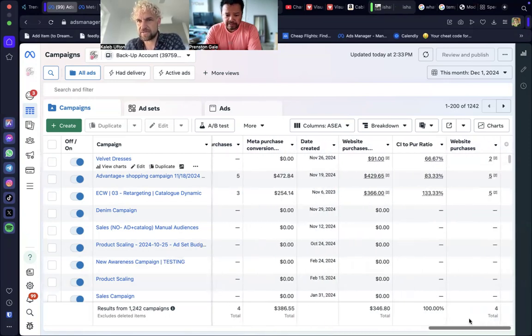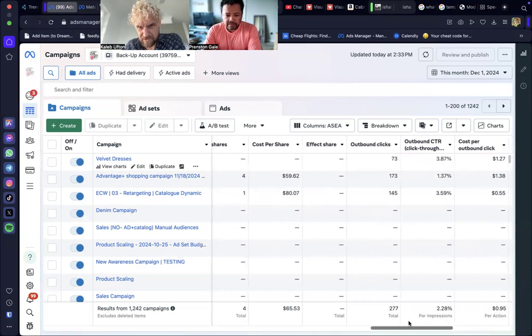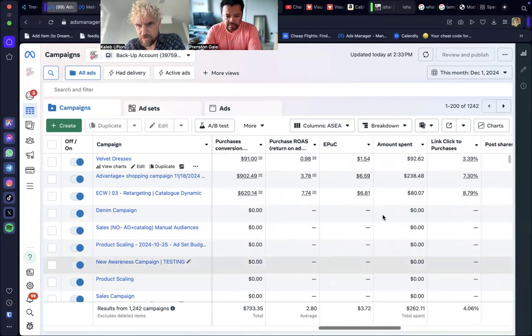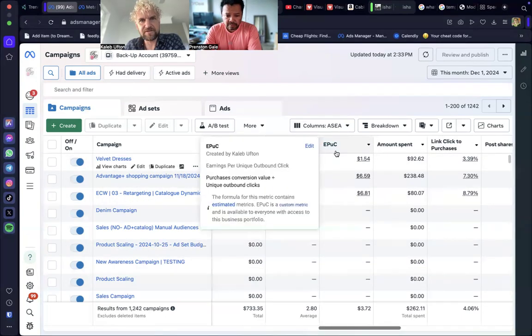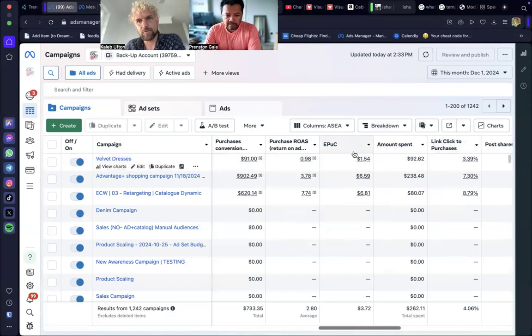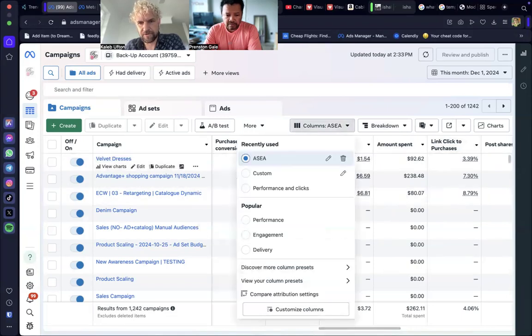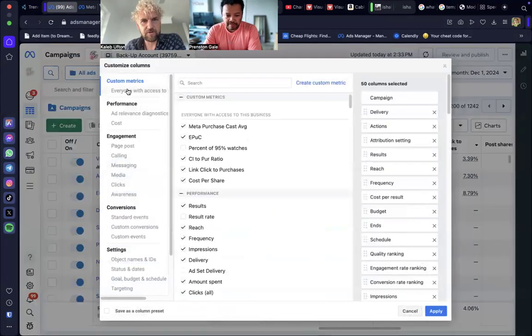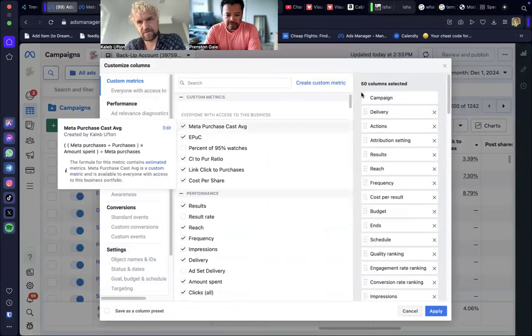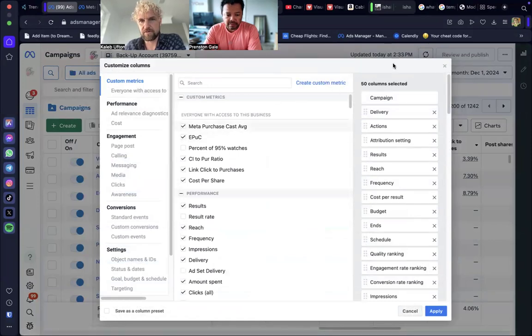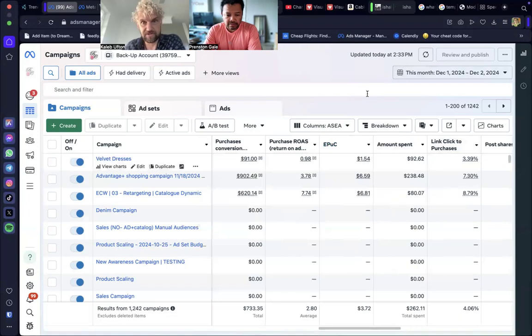It's not a particularly difficult calculation, but what you can do is create a custom metric inside Meta to record that. And to do that, you just go to your columns. As you can see, I've got custom columns out the wazoo. And then you can go create custom metric, and you just take your revenue and divide it by the number of clicks. I would suggest using outbound clicks because those are actually likely to hit your website, and you will normally have a close correlation between the number of outbound clicks and the number of visitors.